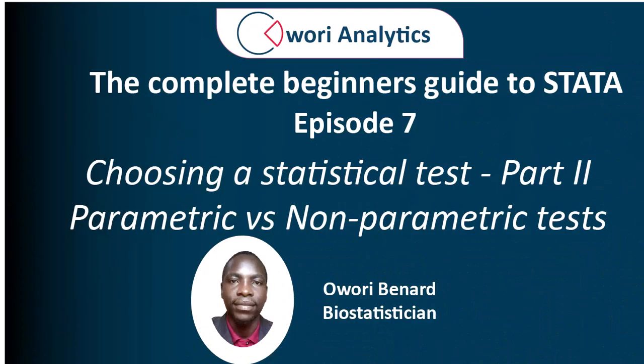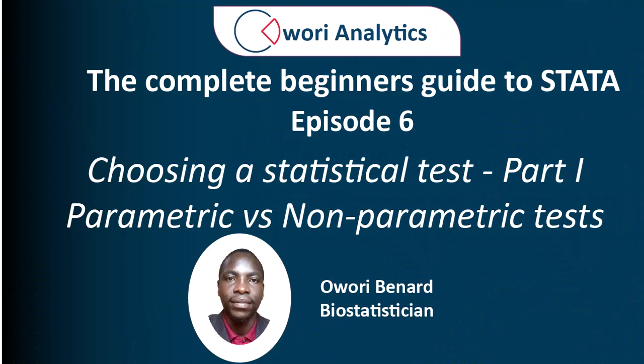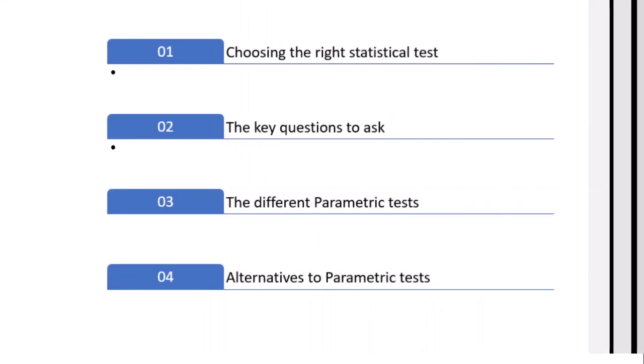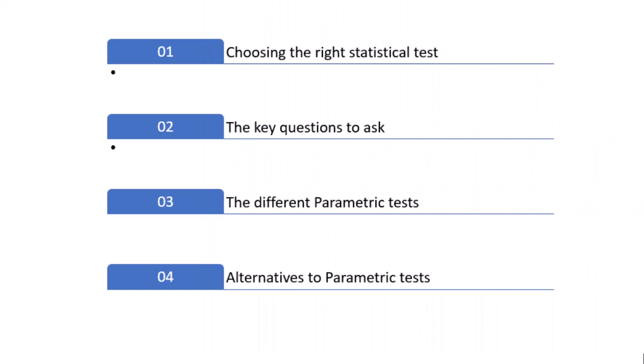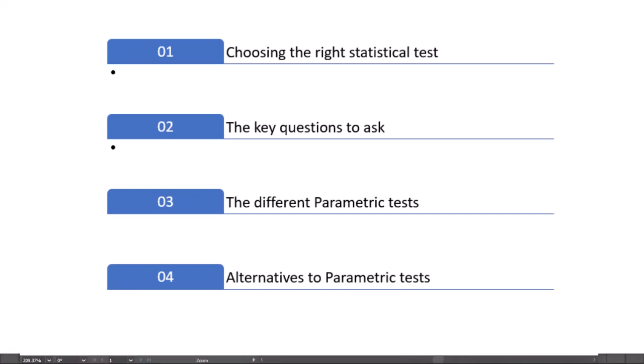In the last episode, we looked at the difference between parametric and non-parametric tests. So today we are going to look at the different types of parametric and non-parametric tests that are available. We shall also be looking at the alternatives of the parametric tests, and we are also going to look at the different steps that you should go through to ensure that you select the most appropriate statistical test for your data.